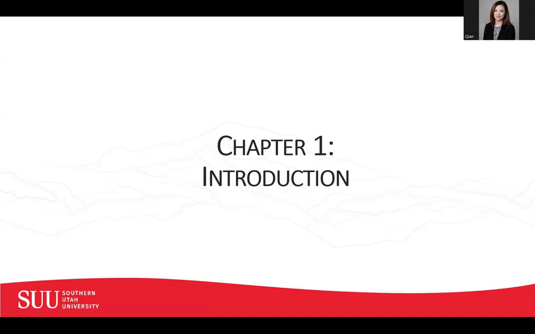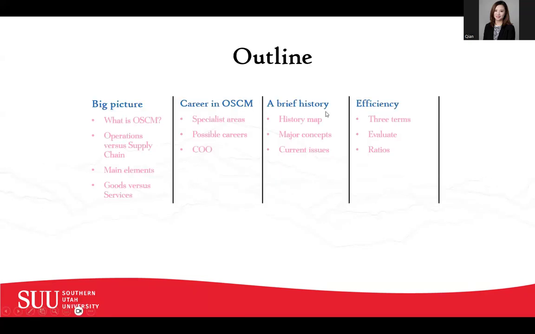Chapter 1 is actually focused on giving you a big picture of what operations and supply chain management is, and it can be divided into 4 parts. The first part gives you several definitions and a sense of what operations and supply chain management is, and also helps you clarify operations versus supply chain, some main elements, and to figure out the goods and services.